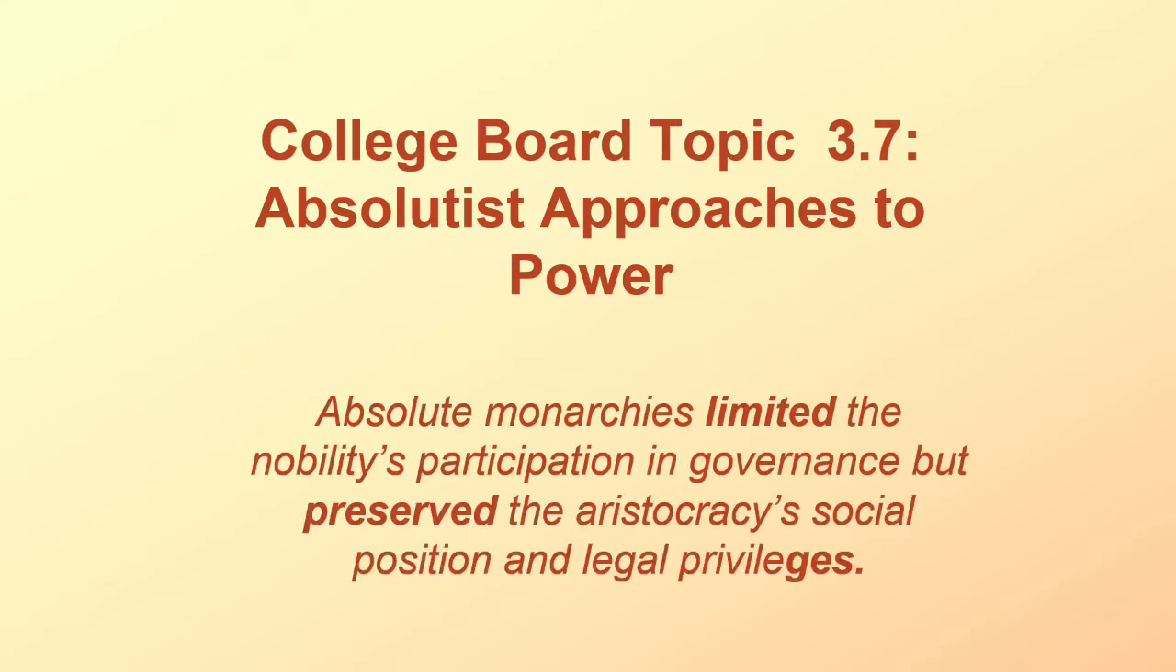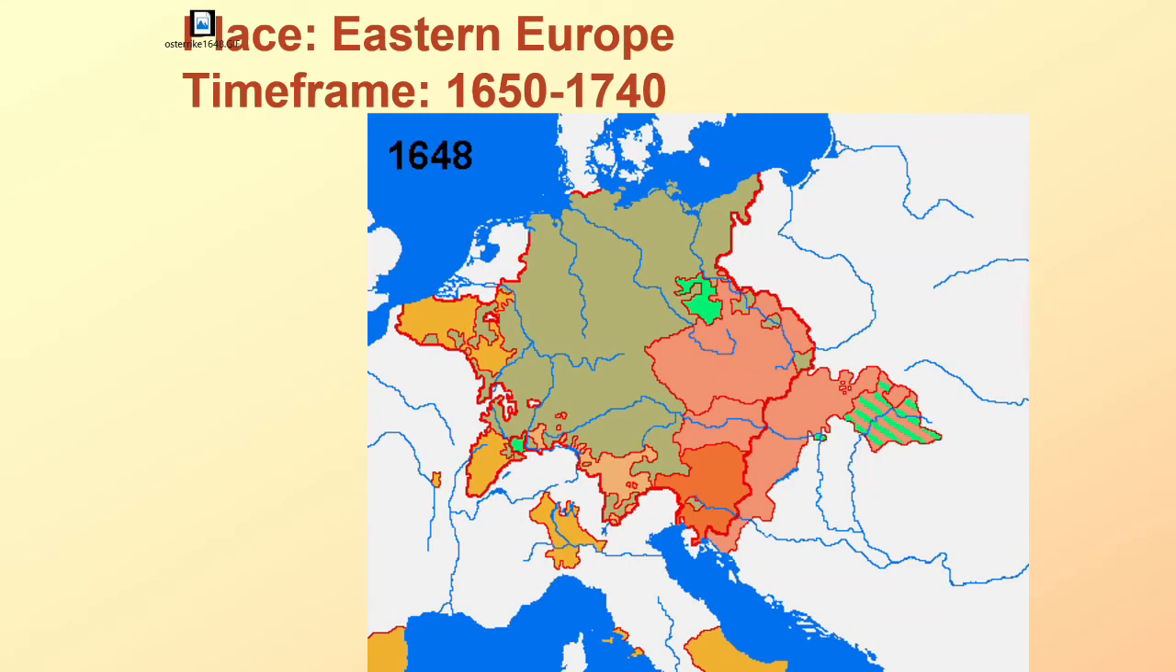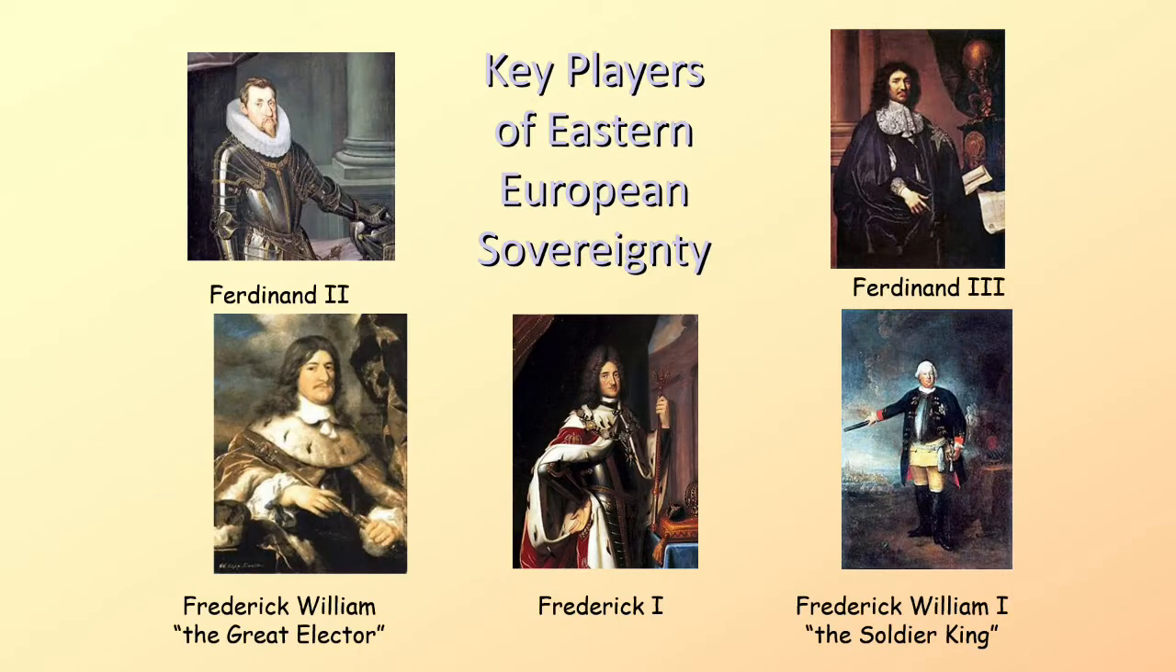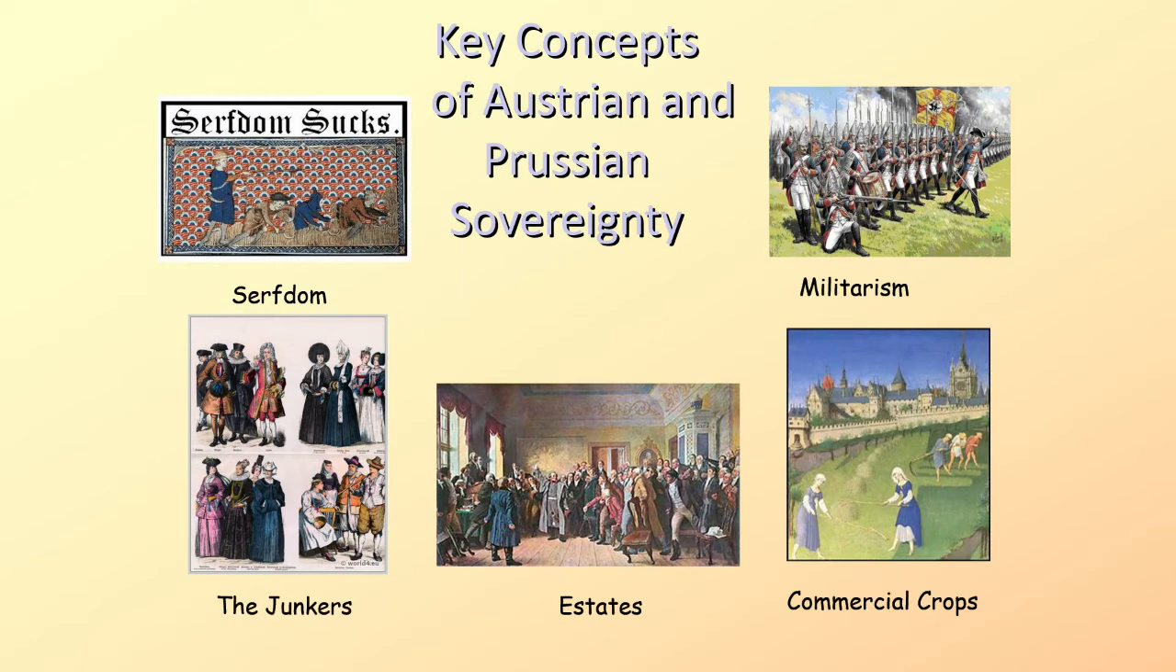Absolute monarchies limited the nobility's participation in governance. We've seen that. But they also preserved the aristocracy's social position and legal privileges. The place is Eastern Europe. Time frame is 1650 to 1740. Key players of Eastern European sovereignty: Ferdinand II, Frederick William the Great Elector, Frederick I, Frederick William I, the Soldier King, and Ferdinand III. Key concepts of Austrian and Prussian sovereignty: serfdom, the Junkers, estates, commercial crops, and militarism.